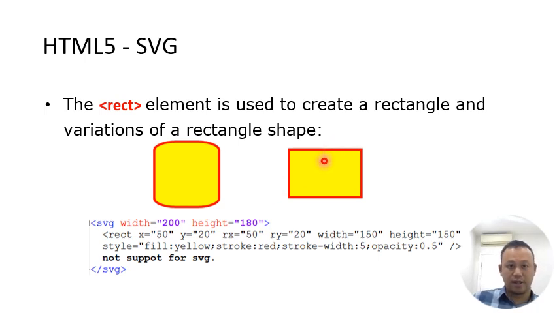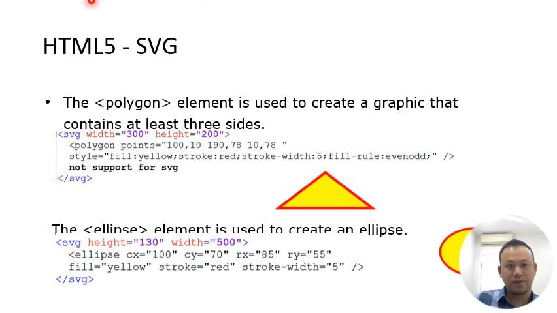And we also can draw a rectangle. SVG can be used to draw a rectangle with a border. So we have the rect like this, with attributes like x and y, width and height, and fill, which determine its position, size and fill color. And moreover, we also can draw many different shapes like polygons and ellipses like this.